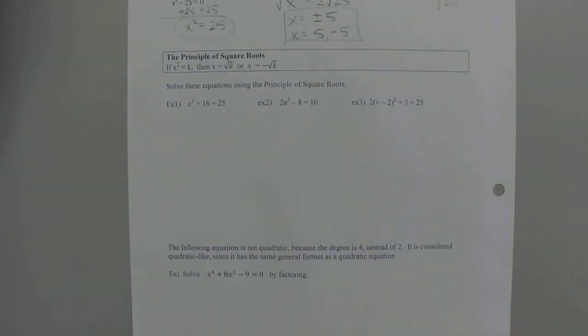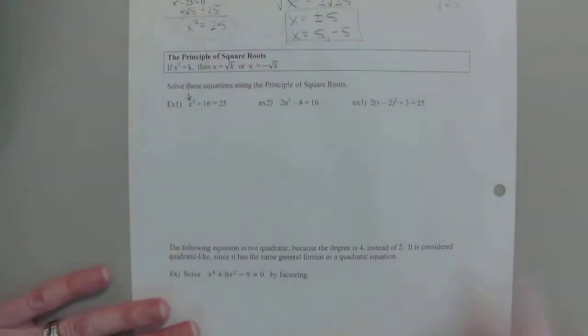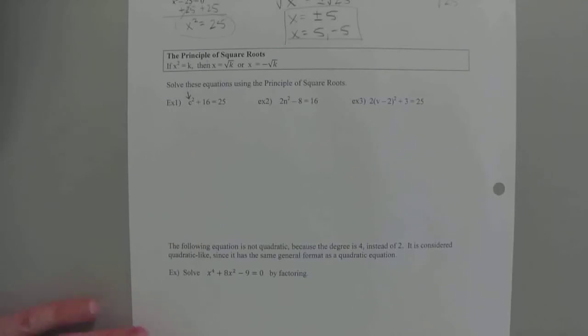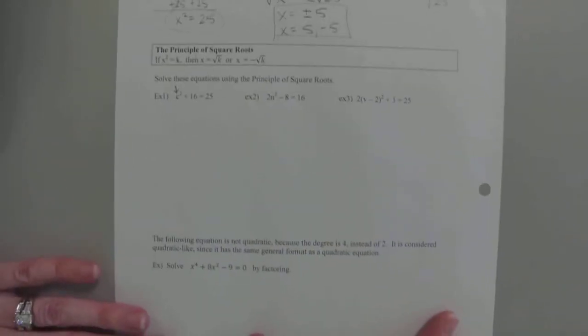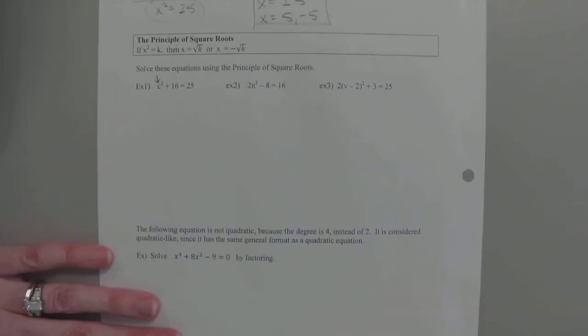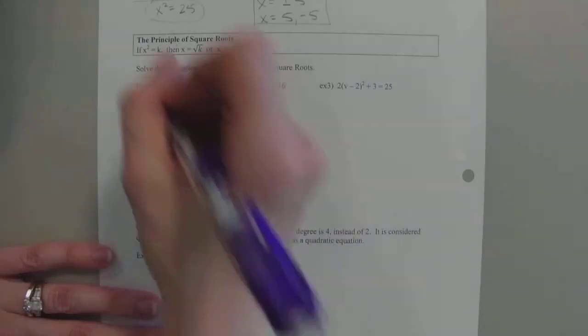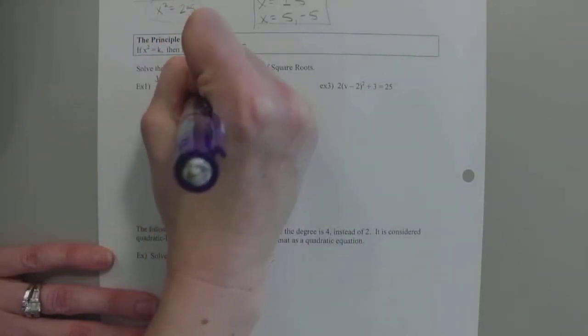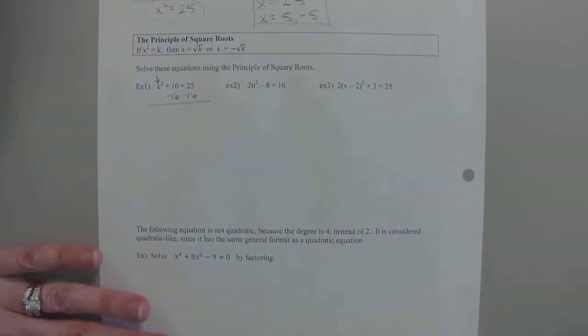All right, so that's all this is saying, guys. If x squared equals a constant, then x is either the positive of that square root or the negative of that square root, okay? So what we're going to do is we're always going to isolate whatever's being squared. So in this one, the c is being squared, correct? So what's the first move we're going to make to get it by itself?